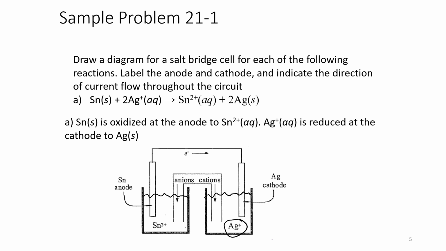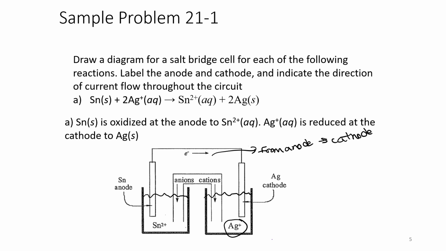And remember, reduction and cathode both start with consonants. So that's where the cathode is. Our electrons are going to flow from anode to cathode.